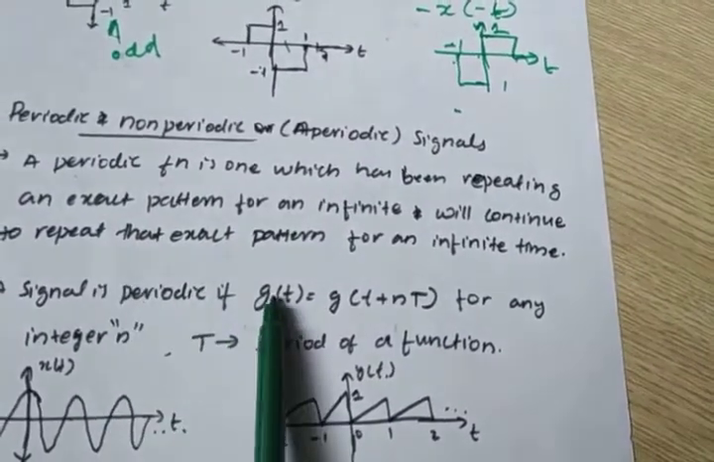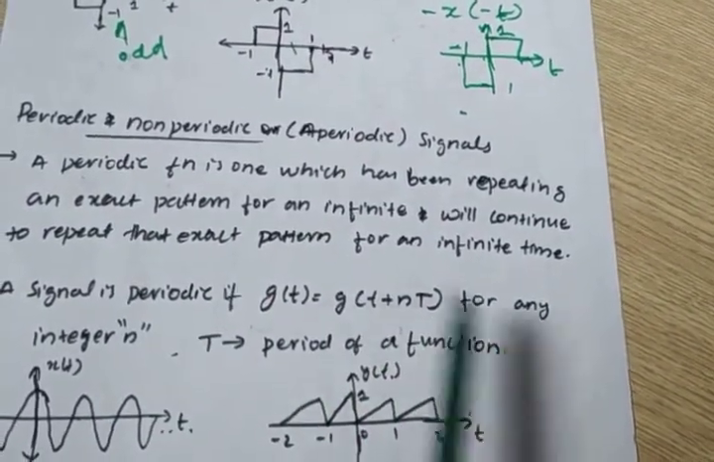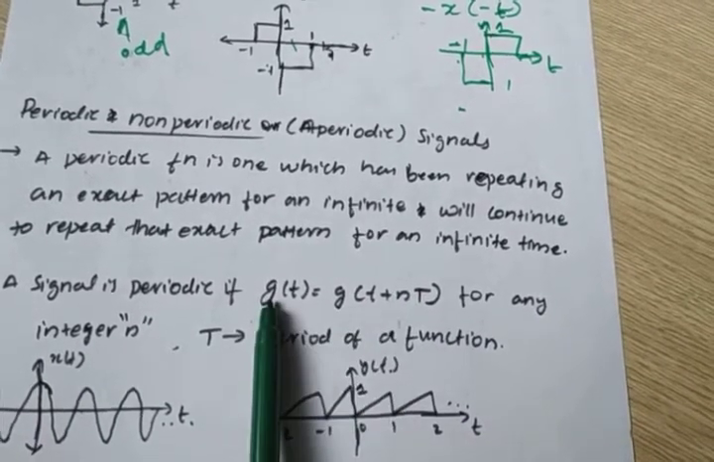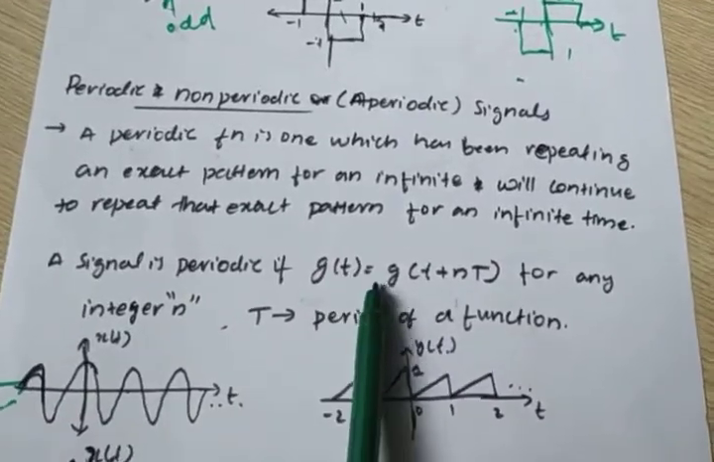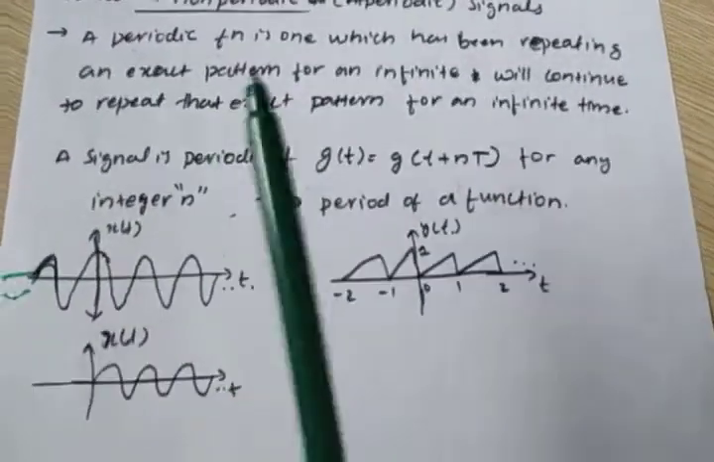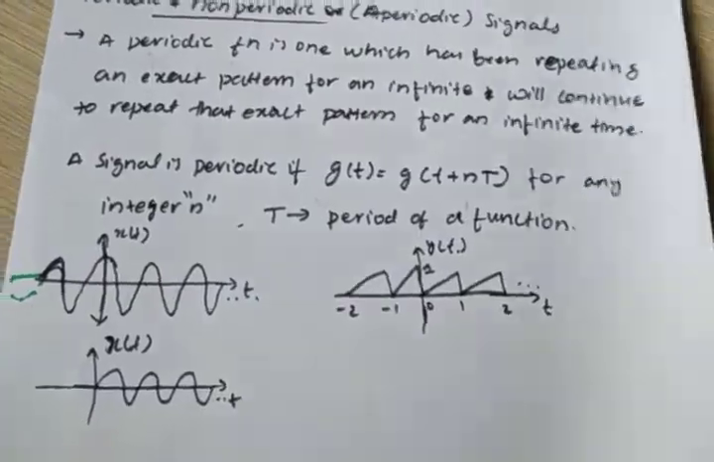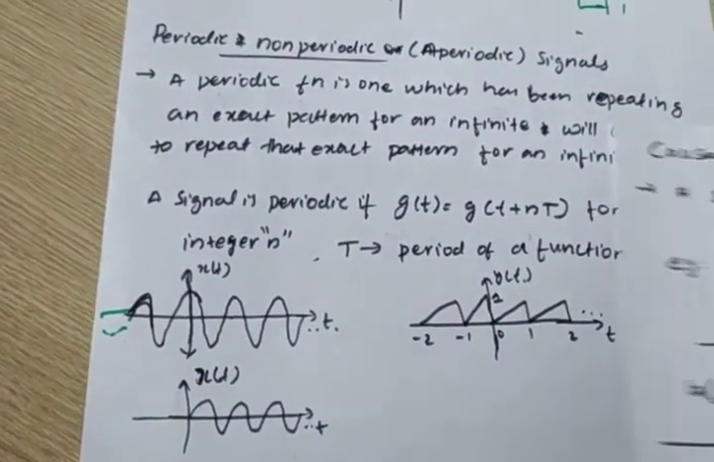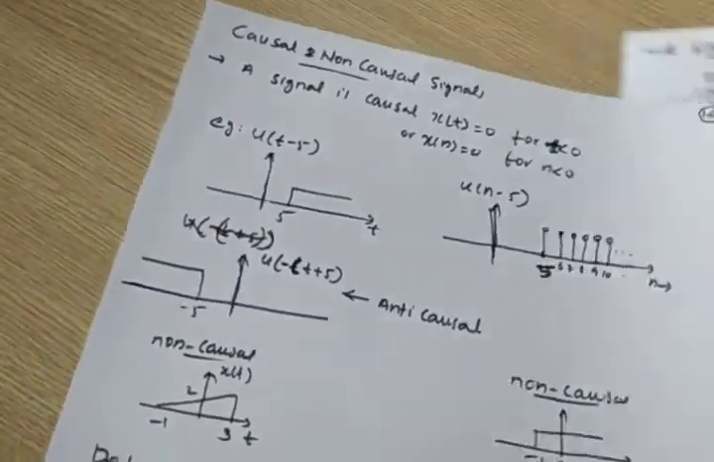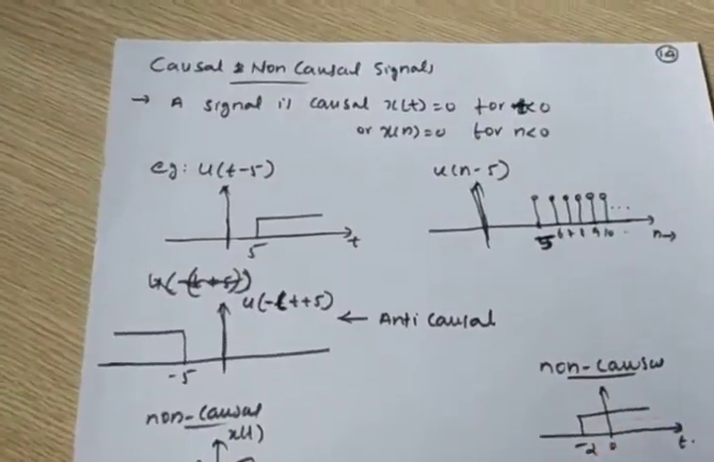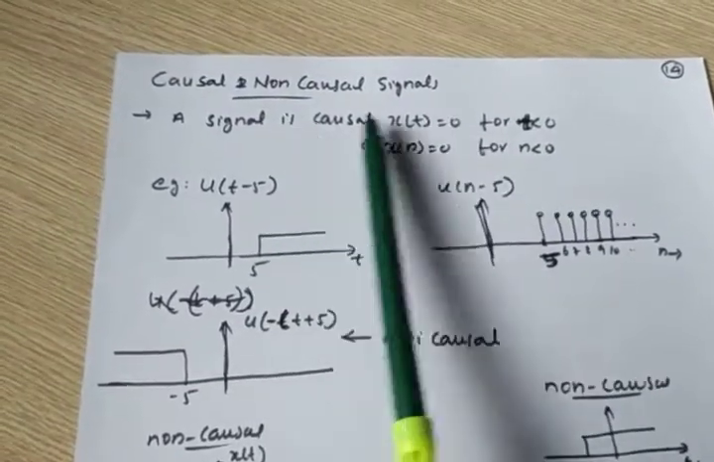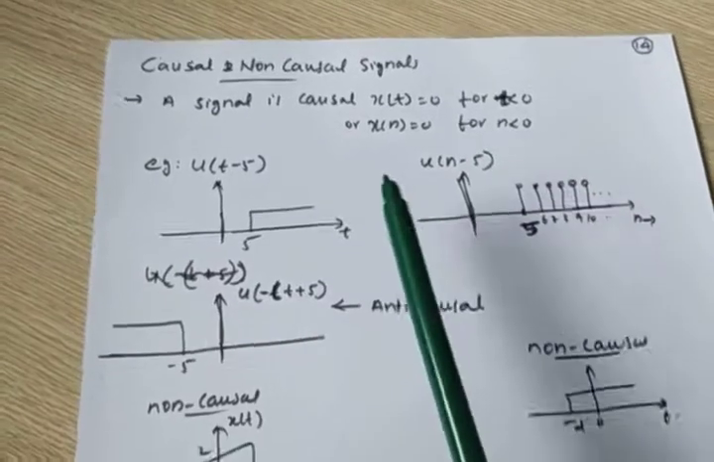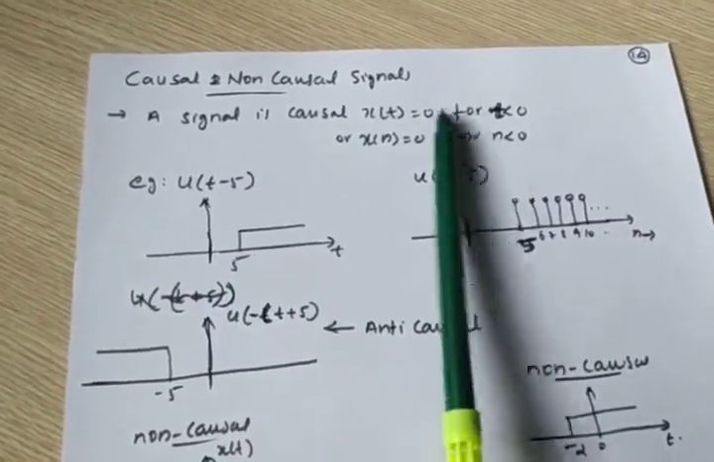So a signal is periodic if g of t is equal to g of t plus nT for any integer n, and T is the period of the signal. If g of t equals g of t plus nT, then this is the periodic signal. That's about this. Next is causal and non-causal signal. A signal is said to be causal if x of t is equal to 0 for t less than 0 and x of n equal to 0 for n less than 0. That means x of t is 0 for t less than 0.